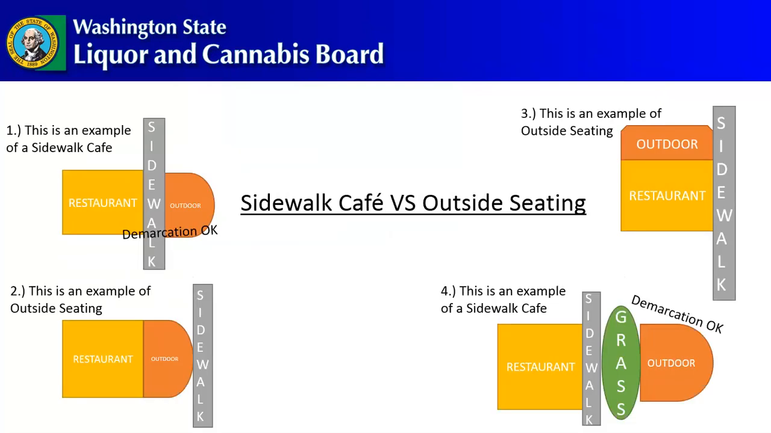Here is the diagram showing the differences between a sidewalk cafe and outside seating. Examples 1 and 4 are examples of a sidewalk cafe, and demarcation would be okay in these scenarios, as long as your city or county allows for demarcation. Examples 2 and 3 are examples of outside seating. It is important to understand that if you are not actually impeding on a city-owned sidewalk, your outside service area would not be considered a sidewalk cafe.